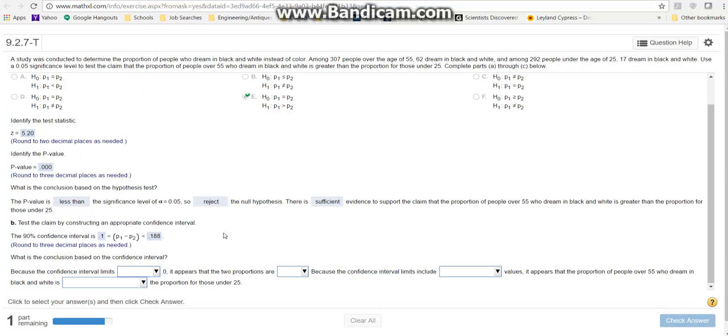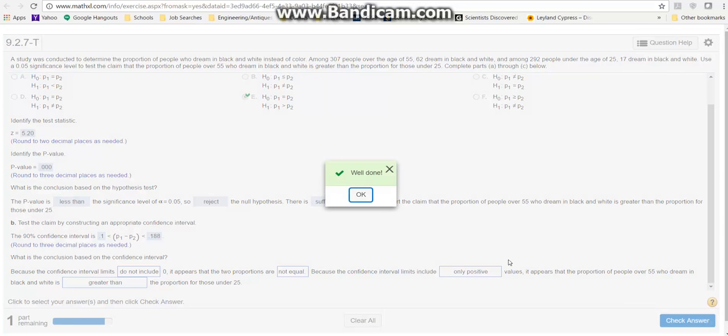So now, what is the conclusion based on the confidence interval? Well, notice that this confidence interval goes from 0.1 to 0.188. It does not include 0. So because the confidence limits do not include 0, it appears that the two proportions are not equal. Because the confidence interval limits include only positive values, it appears the proportion of people over 55 who dream in black and white is greater than the proportion of those under 25.